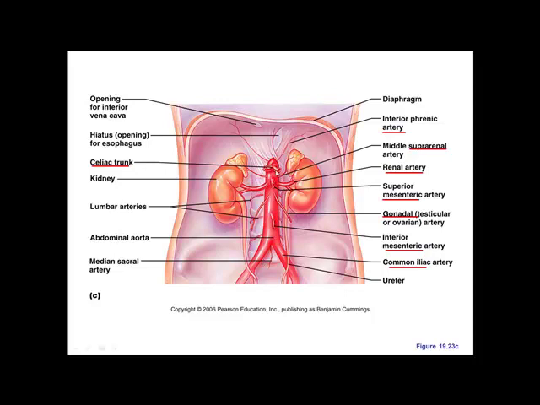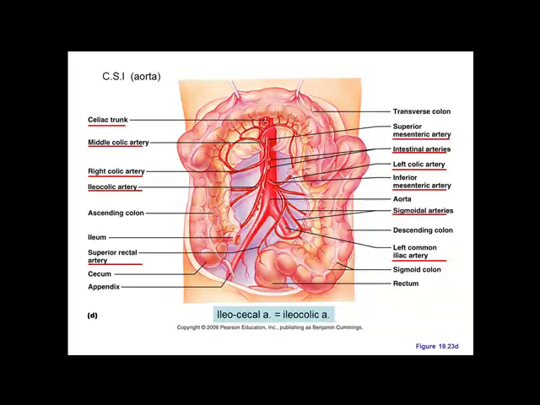Alright, so let's do some more review. Here's our celiac trunk, our three branches, HLS: hepatic artery, left gastric artery, and our splenic artery. Here's our superior mesenteric artery. Alright, we had all of our crazy branches that were coming off of our superior mesenteric artery. So let's go through those again real quick. We had our middle colic for the middle of the colon. Right colic did the right side of the colon, and the ileocolic, which would do the ileum and the colon.